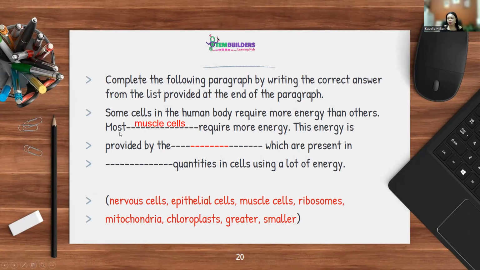So remember I said it earlier when we talked about the mitochondria, we said that they are more numerous in the muscle and liver cells. So most muscle cells actually require more energy, and you can understand why. The muscles are the ones that are doing the work, the action, the movement. So of course, they're going to require more energy. This energy is provided by, we just said it, the mitochondria, which are present in greater quantities in cells using a lot of energy. So cells that require a lot of energy will have to have a lot of mitochondria.